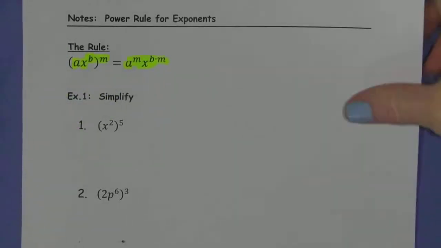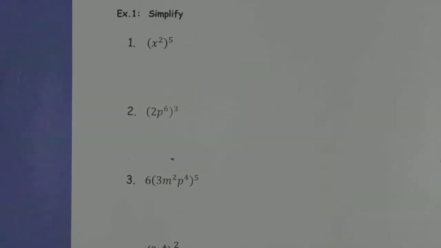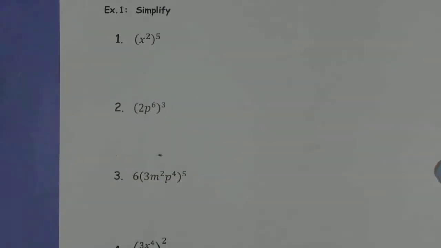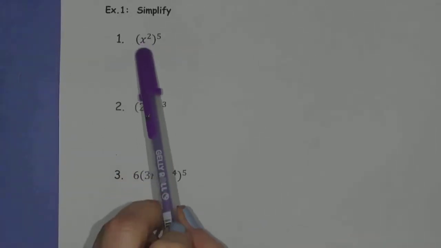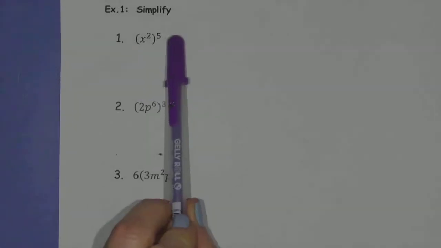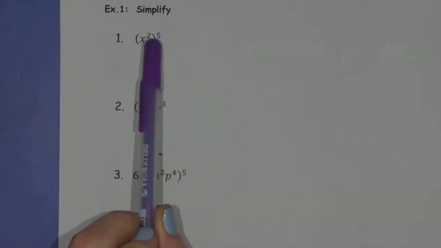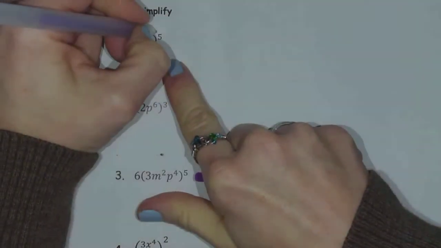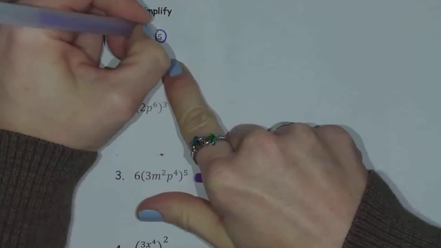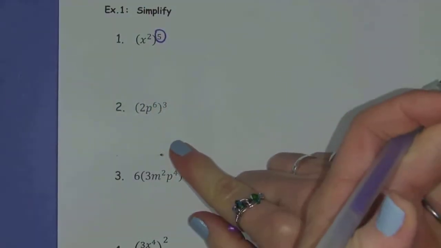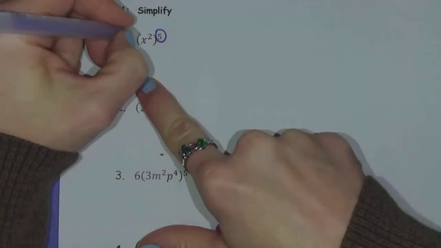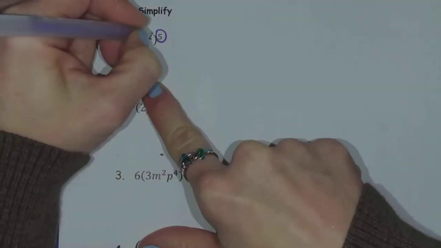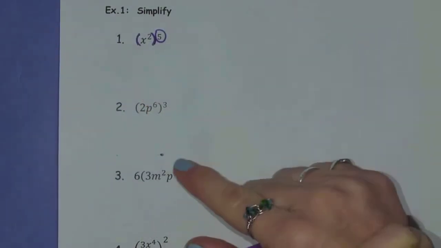So let's go down here. We have 4 examples today. Let's start here. It says simplify, and let's start with number 1. In this first example, we're taking x squared and we're raising it to the 5th power. Now, let's talk about what this actually means. I want you to focus your attention on the exponent that is outside the quantity, which is the 5th. So you're taking an x squared and raising it to the 5th power.